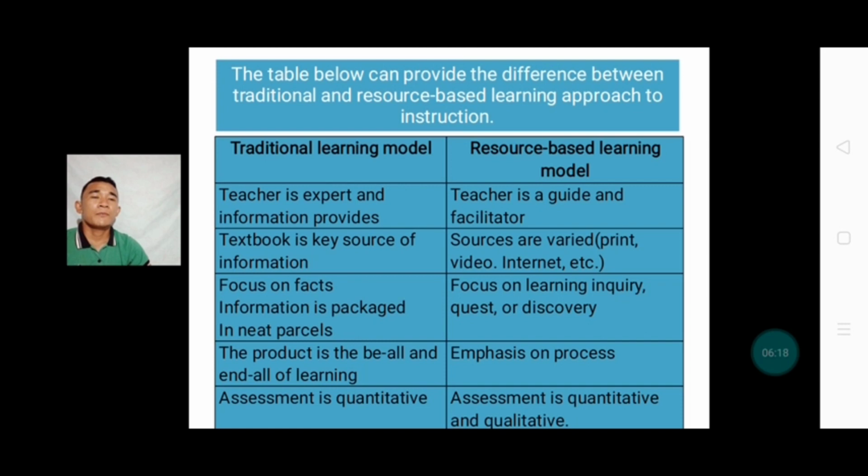The table below can provide the difference between traditional and resource-based learning approach to instruction. In the traditional learning model, the teacher is expert and information provider, while in the resource-based learning model, the teacher is a guide and facilitator. Second, textbooks are the source of information, while in the resource-based learning model, sources are varied, such as print, video, internet, and many more.